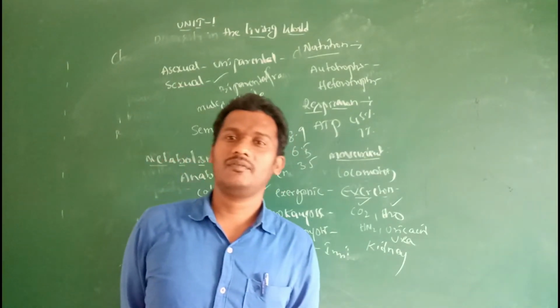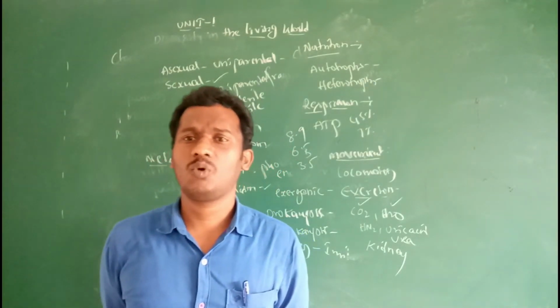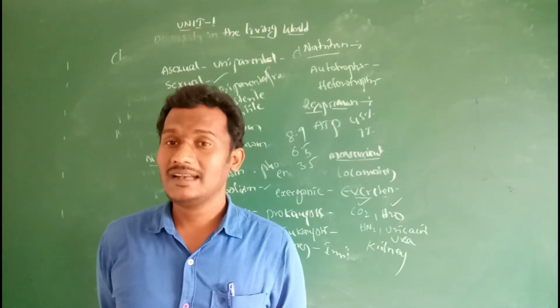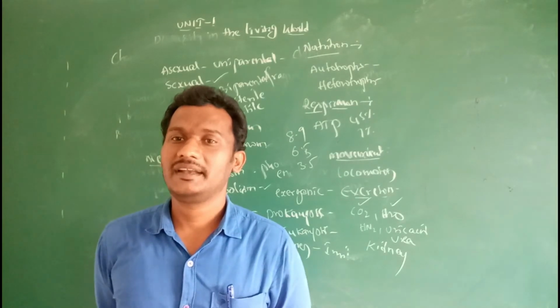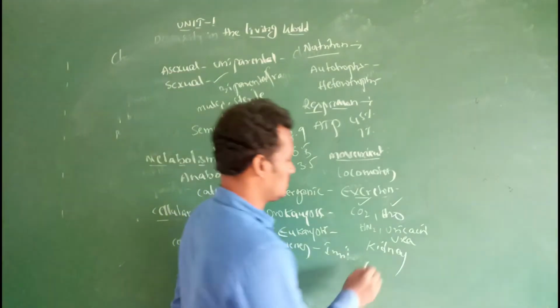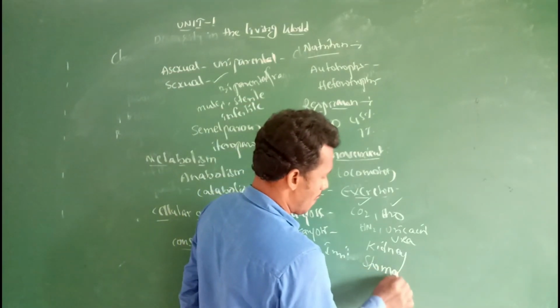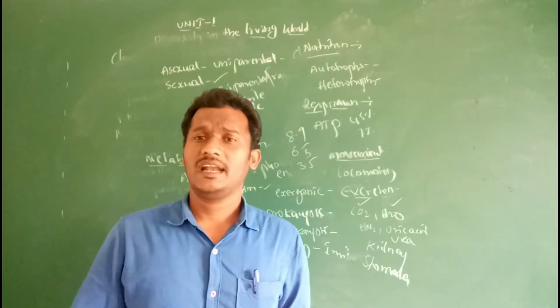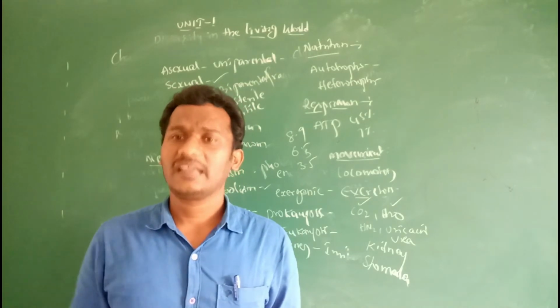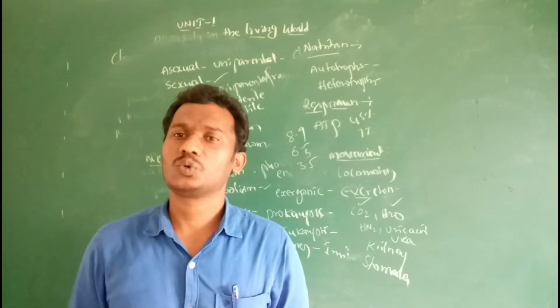But this type of structure is absent in plants. Plants eliminate and excrete these materials by the stomata. So in plants, the stomata will be useful for exchange of gases only. That means CO2 and O2.